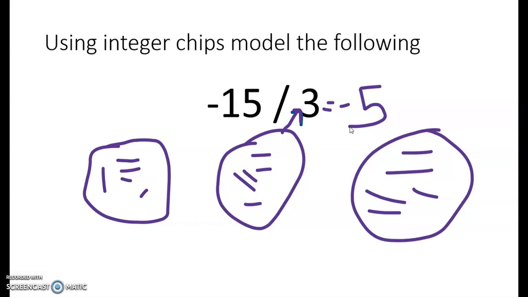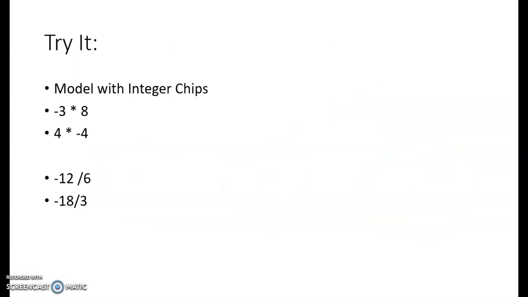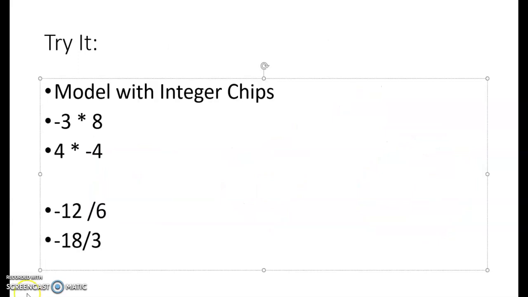At this point, I want you to try and model with integer chips 2 multiplication problems and 2 division problems. So I'm going to ask the sub to go ahead and pause it now. Okay, as you are looking at yours, go ahead and compare with your partners. Did you draw the same things? Pause it as you compare. Make sure everyone at your table has the same, and then maybe compare with another table. Make sure you all know how to do this.